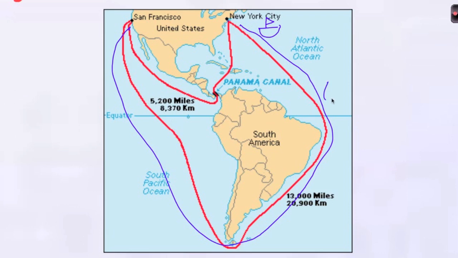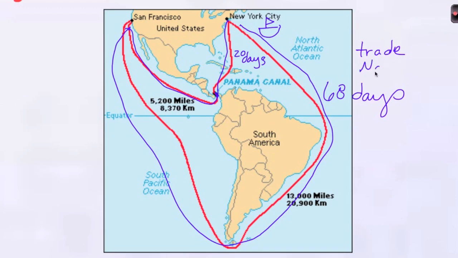So this would take roughly 68 days. It's about 13,000 miles. So the proposal was, let's find this little sliver in Panama and let's build a canal. And when you build this canal, if you notice, you go from 13,000 miles to 5,200 miles, and this only takes 20 days by ship. So again, this is really important for trade and for movement of our Navy. So these are going to be the main reasons that we want to build the Panama Canal.